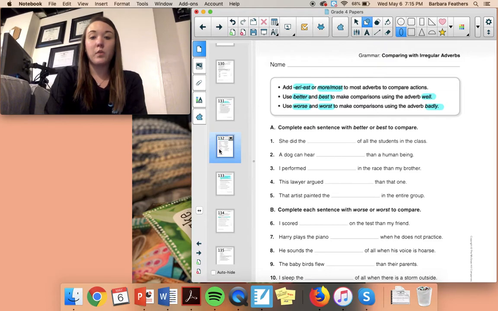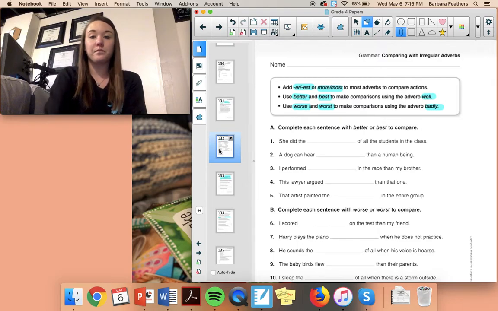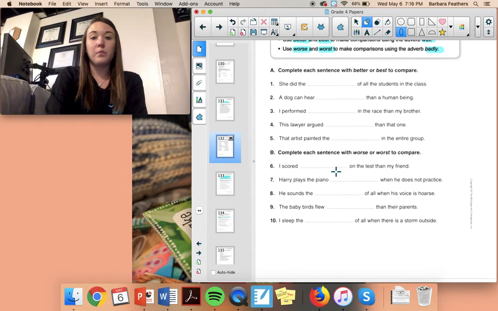Your next page is 132, and this page is looking at comparing with irregular adverbs. The box at the top tells us that we add ER or EST or more or most to most adverbs to compare actions. We use better and best to make comparisons using the adverb well, and we use worse and worst to make comparisons using the adverb badly. This page has two parts.